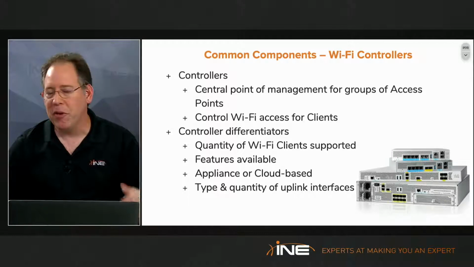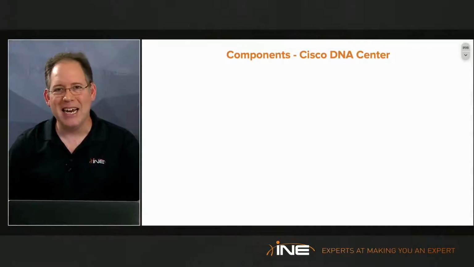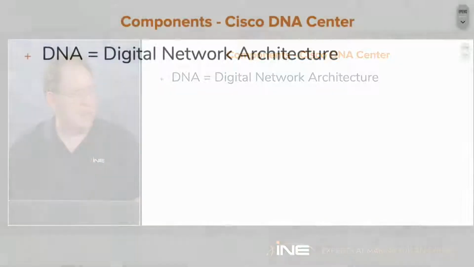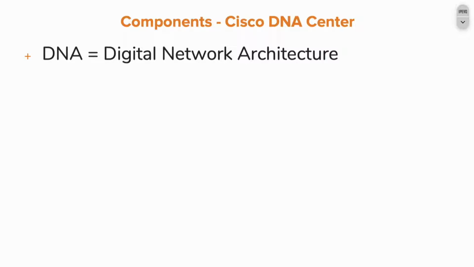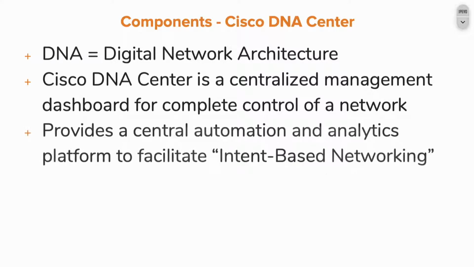Wouldn't that be cool? Well, Cisco has come up with something that does just that, which is called Cisco DNA Center. DNA in this case standing for the Digital Network Architecture. So like it says here, Cisco DNA Center is a centralized management dashboard, not just for a bunch of access points, but for complete control of your entire network. This is going to blow your mind here, so just think about this for a second. It provides a central automation and analytics platform to facilitate intent-based networking. What the heck is that?